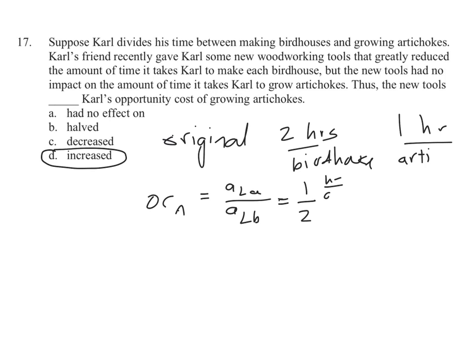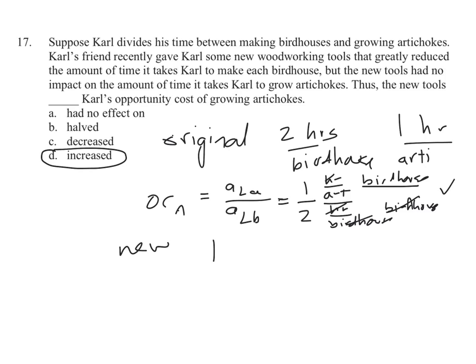Hours per artichoke and hours per birdhouse. Well, those hours cancel out, in the way we knew they did before, 1 over hour, 1 over the hour. We're going to tidy that up, get those birdhouses out of the denominator. And lo and behold, this is 1/2 of a birdhouse per artichoke. That's what we give up over what we get. That's right. Well, now let's just say these woodworking tools mean he can make a birdhouse in only 1 hour.